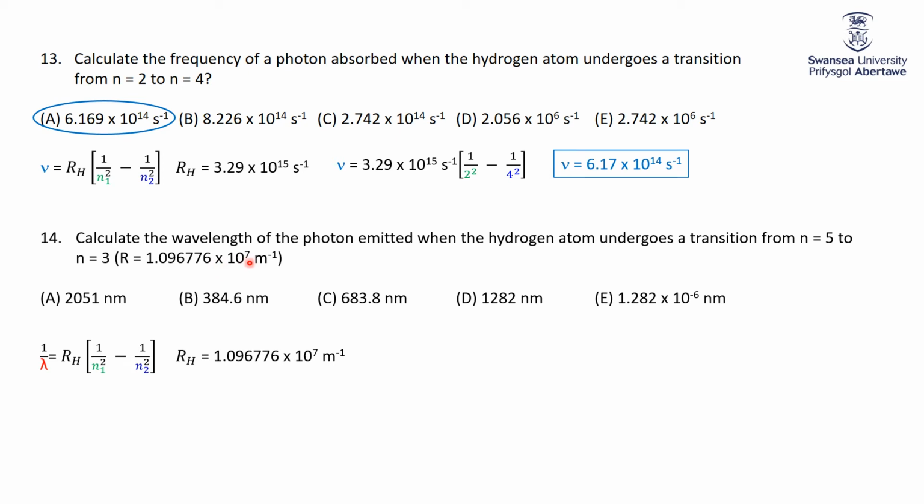1.096776 times 10 to the 7 per meter. So in other words, if I use this constant that I'm given, then what I'm going to calculate is 1 over the wavelength, because you can see it's 1 over meters. So let's pop all that in, see what we get.